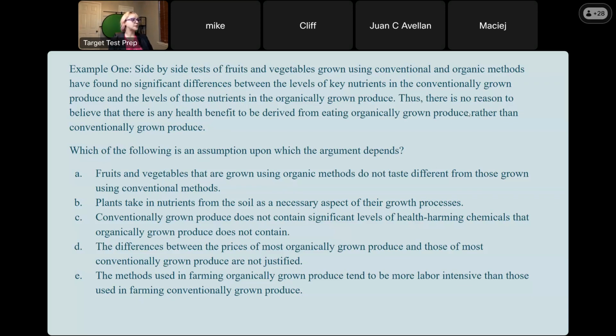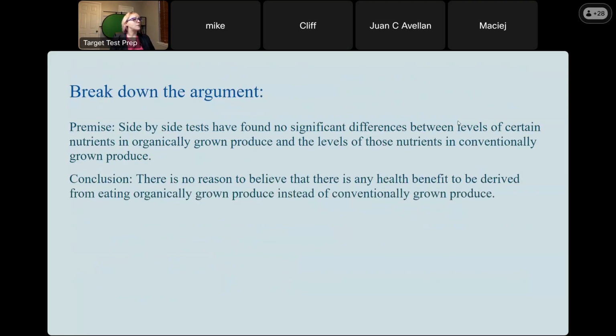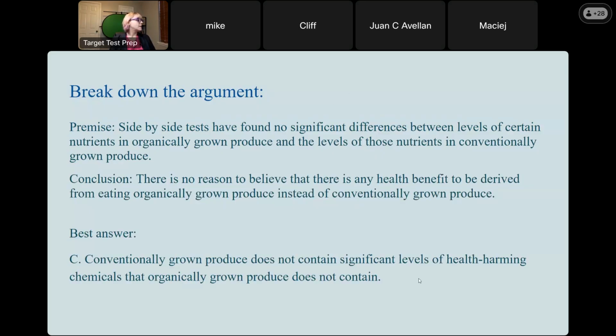Okay, some people said C. Great. I'm glad that we're on the same page. I do like to break down the argument just because that's the way to be most sure that you're clear where everything stands. So this one's pretty short. There's a premise, there's a conclusion. The answer is C because obviously, if there were pesticides, then that would make conventionally grown produce potentially more harmful than organically grown produce.